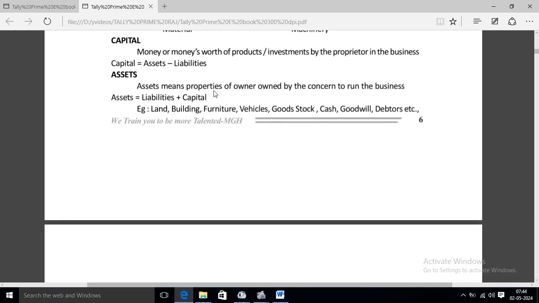Assets means properties of an owner owned by the concern to run the business. Assets equal liability plus capital. Land, building, furniture, vehicles, goods stock, cash, goodwill, debtors, etc. That is called assets.